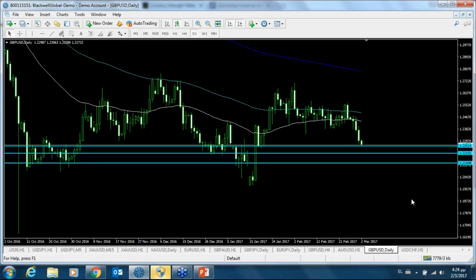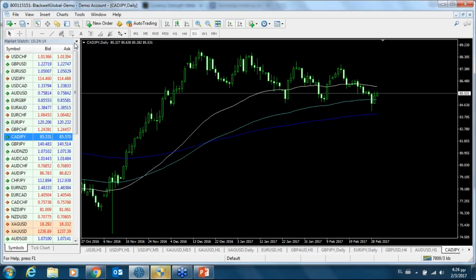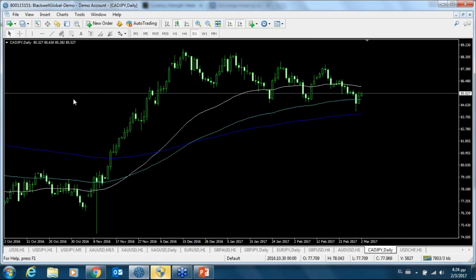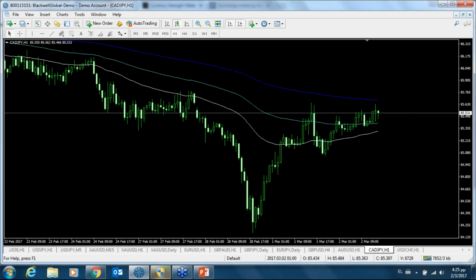All right, now we'll move on to CAD JPY. Now here, at first glance on a daily chart, it's just got some uncertainty. It's finding support at this moment of time on the daily chart, but it's moved into uncertainty. And you're also wanting to look at EuroCAD, so we're looking at CAD JPY first.